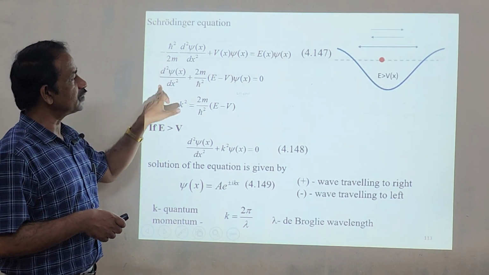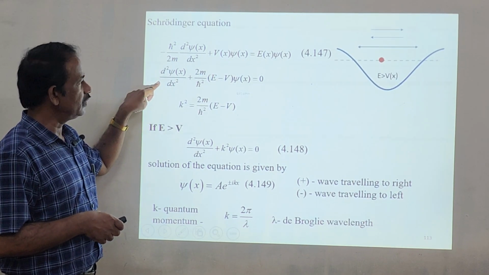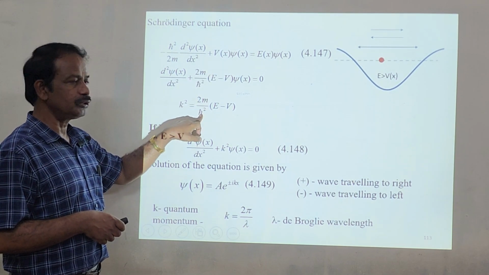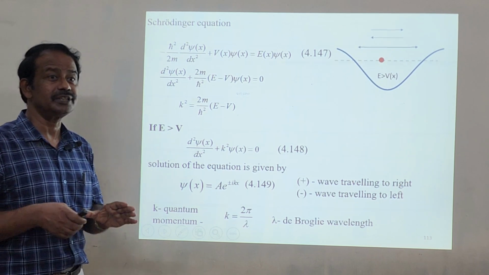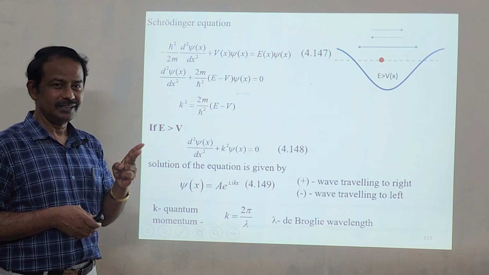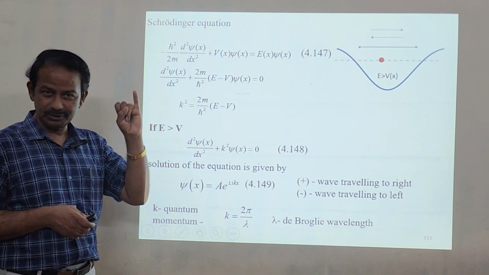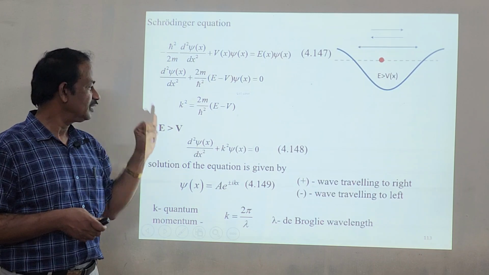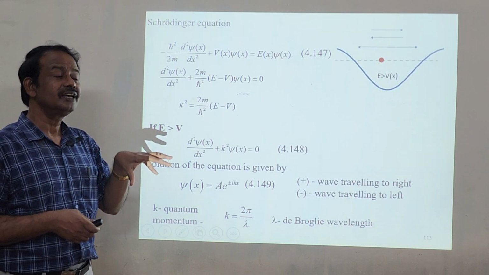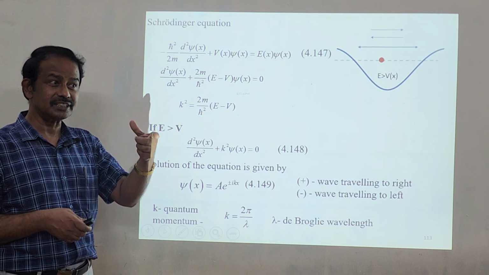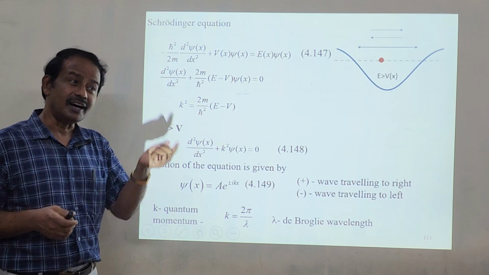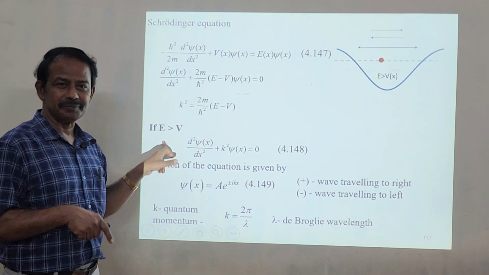So rearranging this term, we will have this equation. Okay, and this term can be considered as k squared. So k squared equals 2m by h bar squared times (E minus V). Now we are going to have three cases. Earlier we looked at only two cases. One is E greater than V, which was the case we studied already. Then the second case is E less than V, that is, total energy is less than the potential. The potential is greater. That is a very important case which we are going to discuss. Then another case will be E equals V.